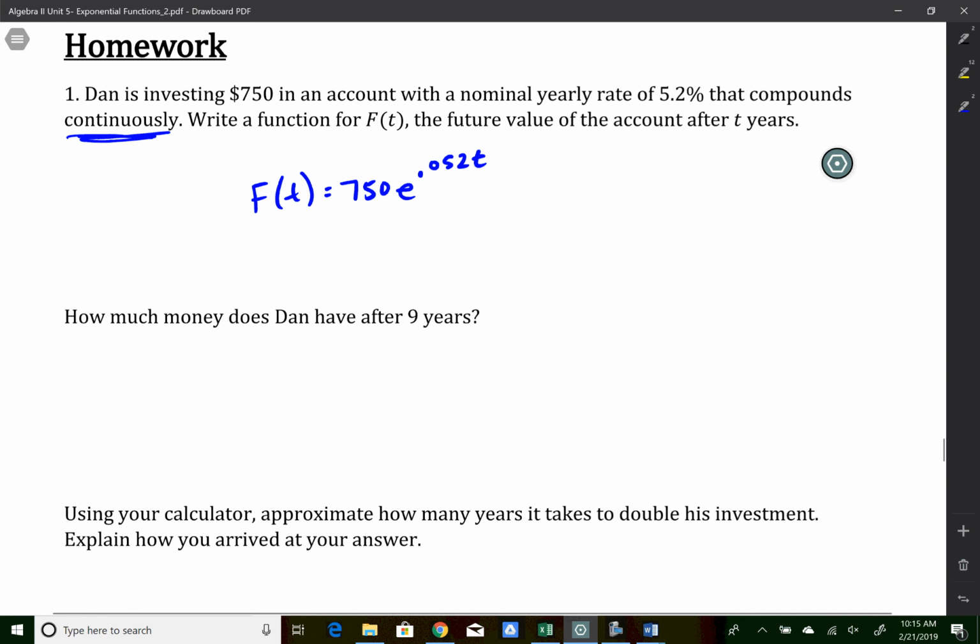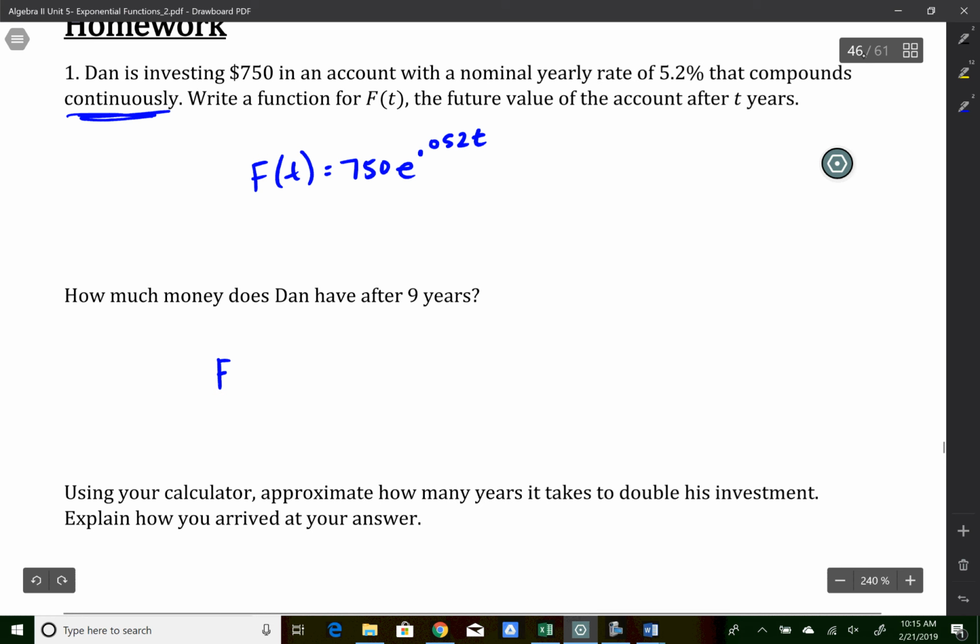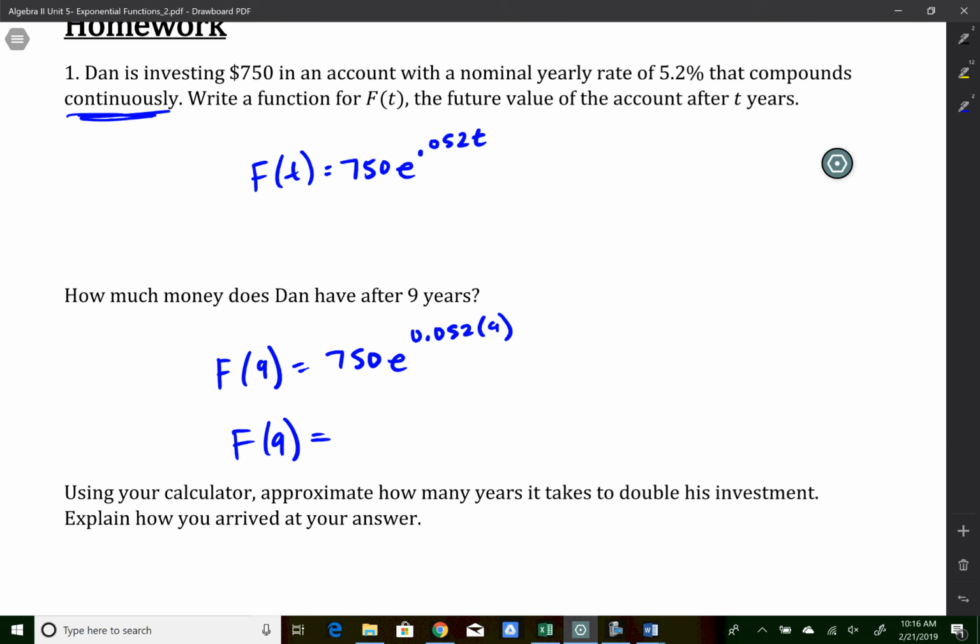And then how much money does he have after 9 years? So I'm going to say, well, what is the function's value at 9? So I could say 750 e to the 0.052 times 9. Plug that into my calculator and see what we get. Again, we're talking about money here, so we want to round to 2 decimal places.